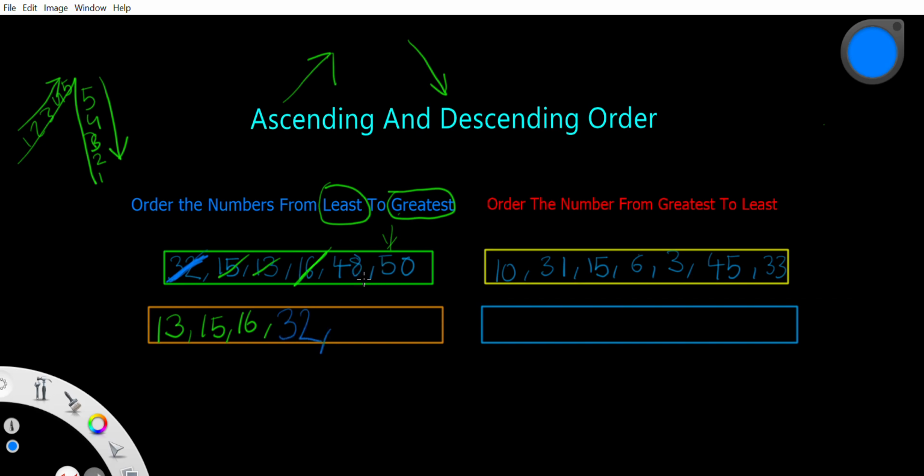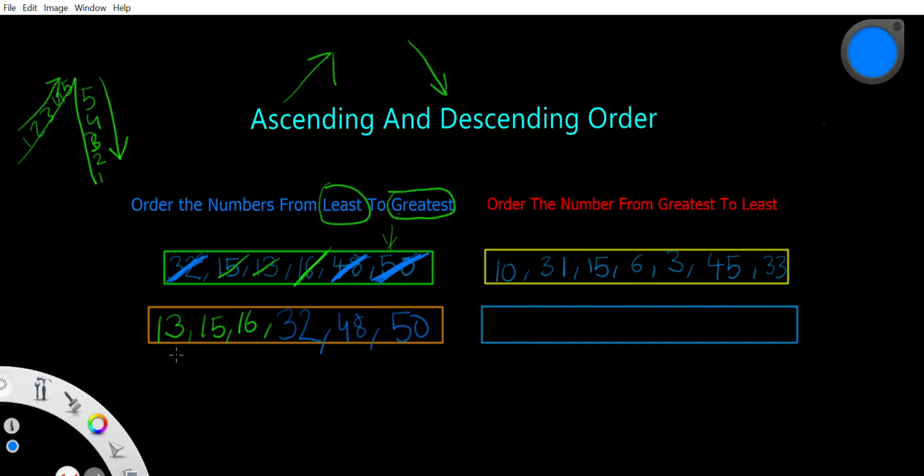And we have 48 and 50. And I think it's 48, because we know that 48 is smaller than 50. And the last is 50, because that's what we're left with. Let me just cross that out as well. And now we finished it.